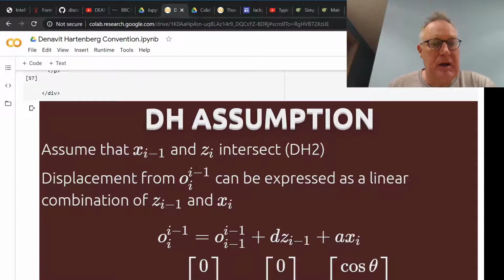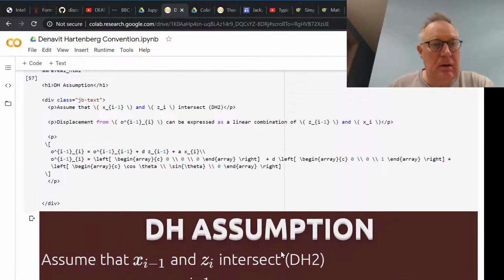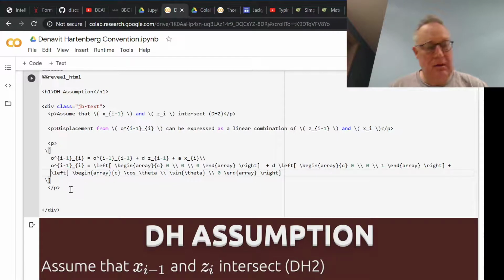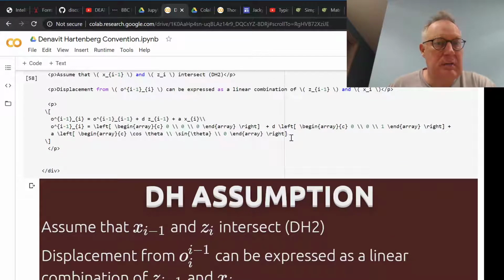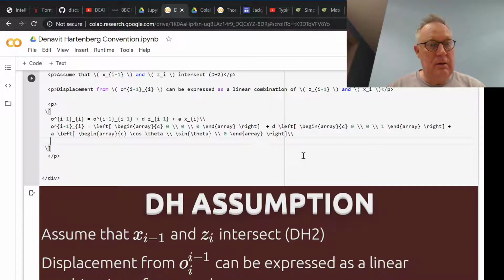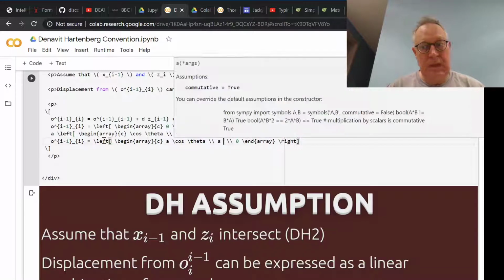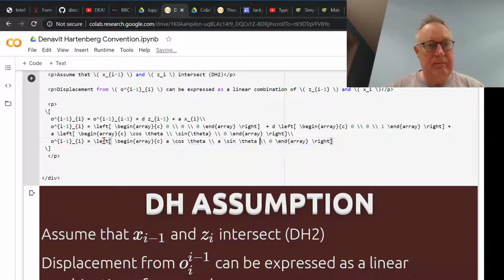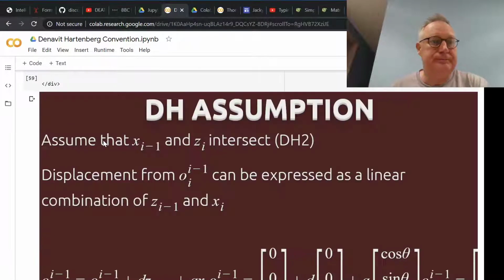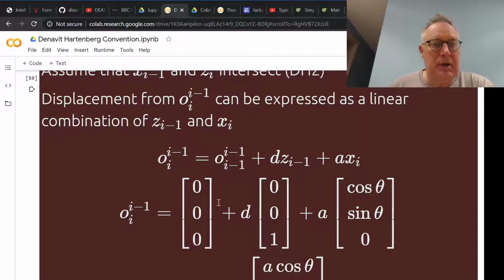And that means then I can multiply that out, right? And this should be plus a multiplied by that, so that means O_{i-1} to i is equal to a cos theta, a sine theta, and d. Right? That's just multiplying out this equation here.